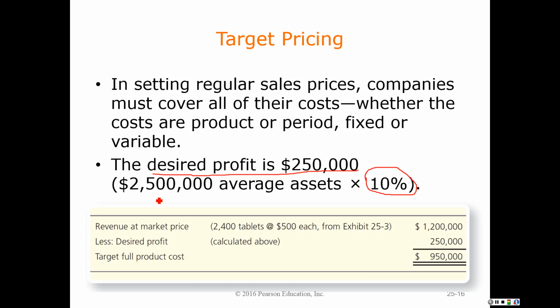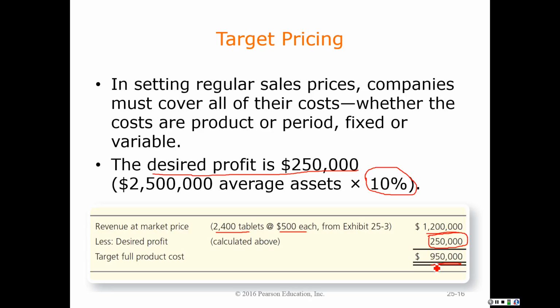So if we've analyzed the market and we've determined that we think the market is willing to pay $500 for these tablets, I think I can sell 2,400 of them, that would generate revenue of $1.2 million. If I know that I need a $250,000 profit to move into this market, sales less profit leaves me with my target product cost.